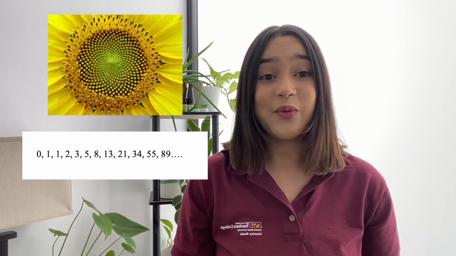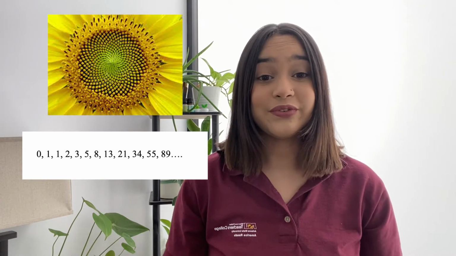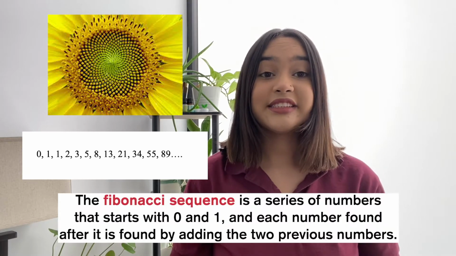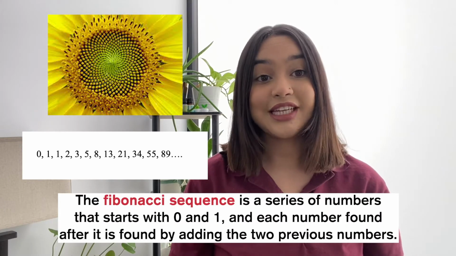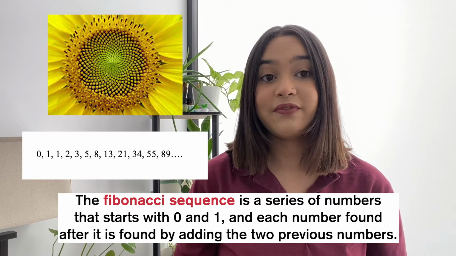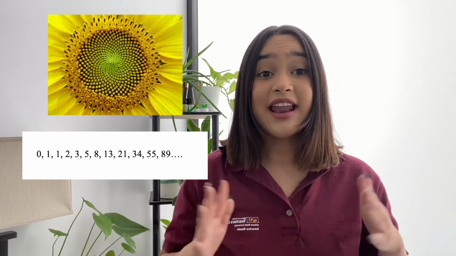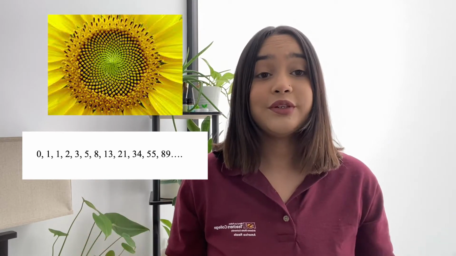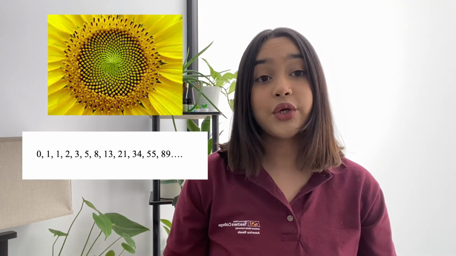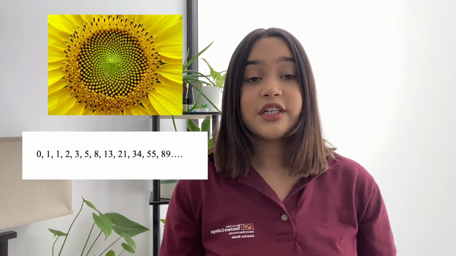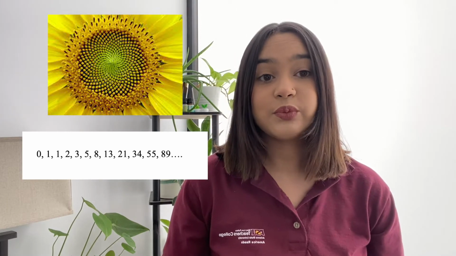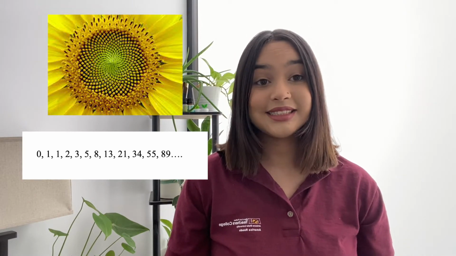Our third word is the Fibonacci sequence, and wow, that is such a weird phrase, but basically it's a series of numbers that starts with 0 and 1, and each number found after it is found by adding the two previous numbers. I know that sounds super confusing, but essentially it's just a pattern of numbers that is found all over nature. So you can find this pattern in flowers and multiple plants as well as different seeds.